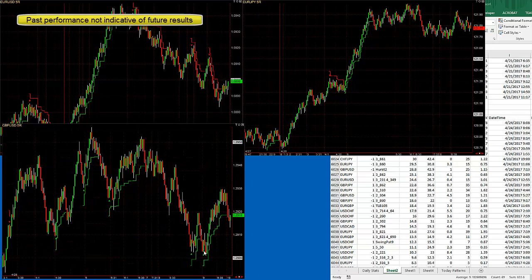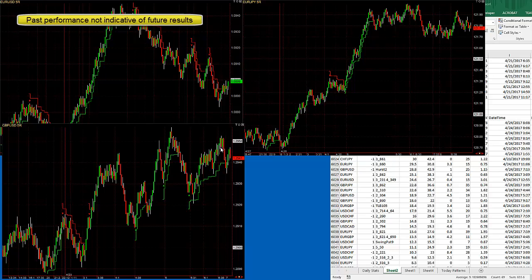Here's the pound. You can see 2 small 10 and 5 pip wins there. Small win here, small win here, small win here. Double top failed. Unfortunately, I missed this trade right here.